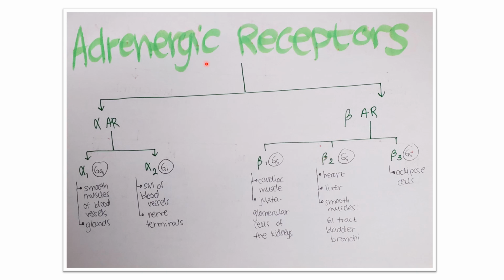Also, I forgot to mention on the previous slide when I was talking about muscarinic receptors. Muscarinic receptors also respond to muscarine as well as acetylcholine. That's why they're called muscarinic. And nicotinic, as I said, I think they respond to both acetylcholine and nicotine.